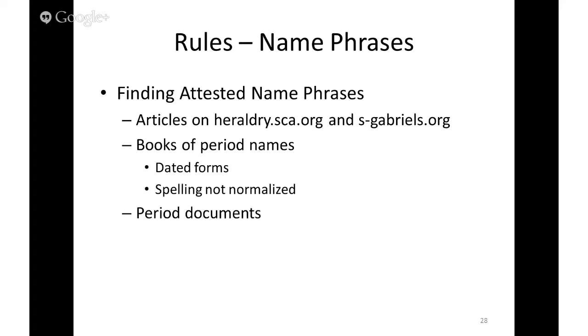Period documents are always good. If you find something in a period document, that's pretty much as good as it gets. And there's a system called Family Search, used to be called IGI, which is an excellent source for late period names, although it takes a little bit of doing to use it correctly. There's actually a new article on heraldry.sc.org on how to use Family Search.